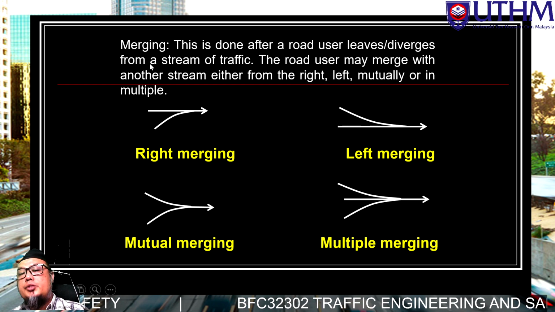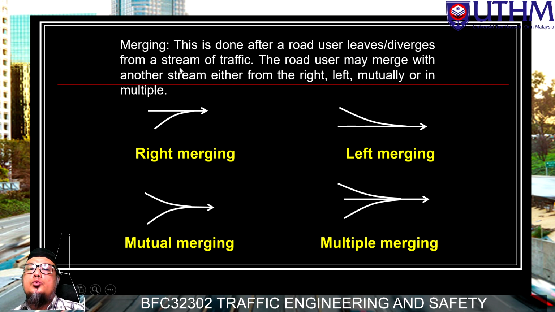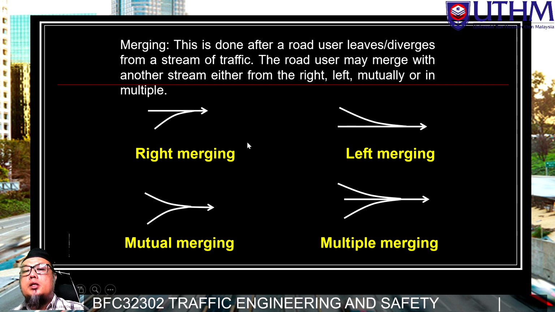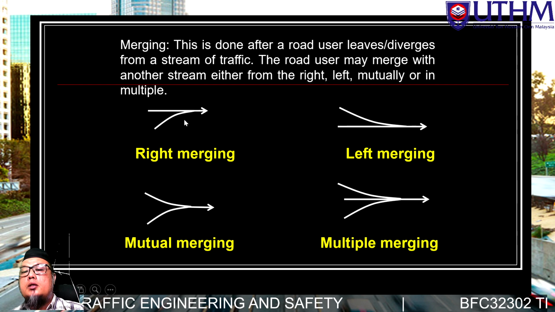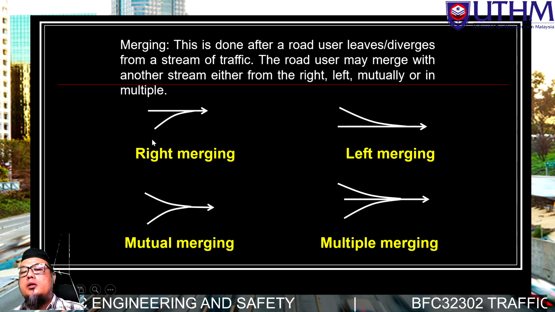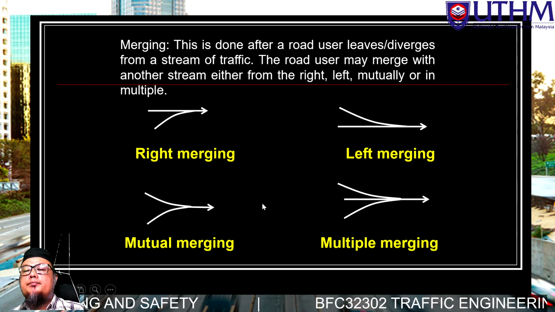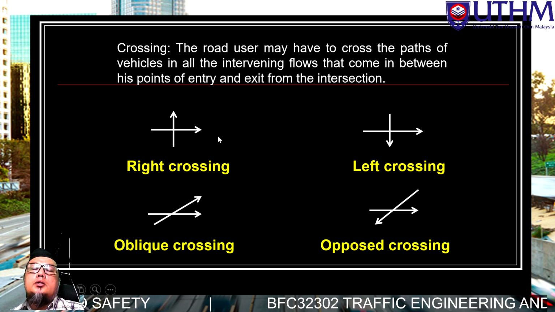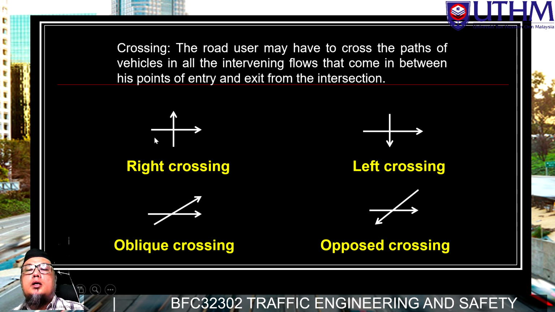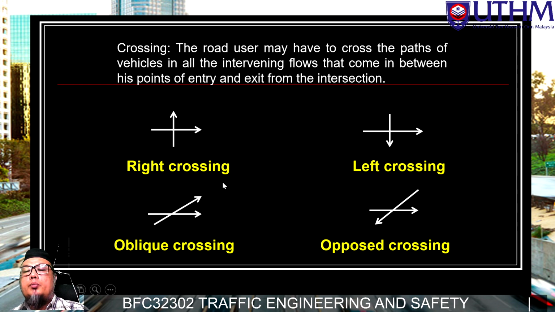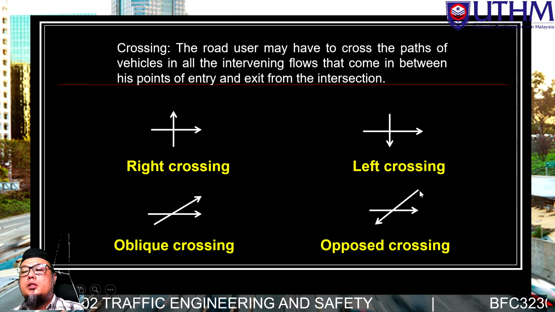Okay, next we have the merging pattern or maneuver. This is done after the road user leaves or diverges into a stream of traffic. So this sama juga macam diverge, cuma yang ni dia masuk ataupun dia menumpu ataupun dia bergabung. Merging ni macam menumpu ataupun bergabung, from the right, from the left, mutual and multiple. Okay, next is the simple crossing. Ada right crossing, left crossing, oblique ni macam skewed sikit kan. Ni oppose pun macam skewed junction.